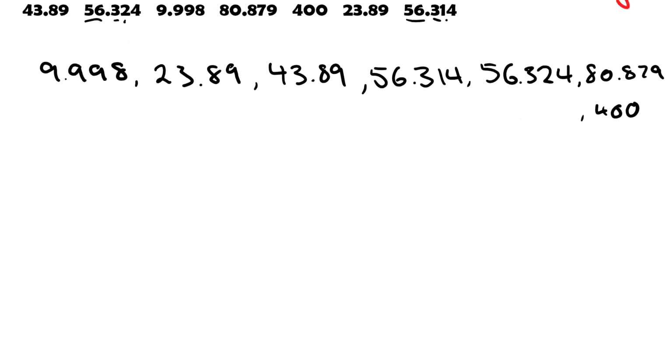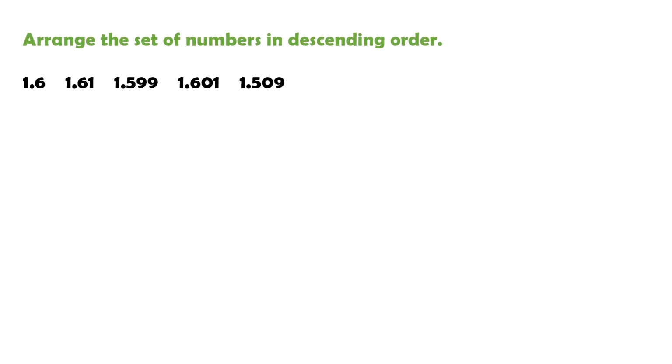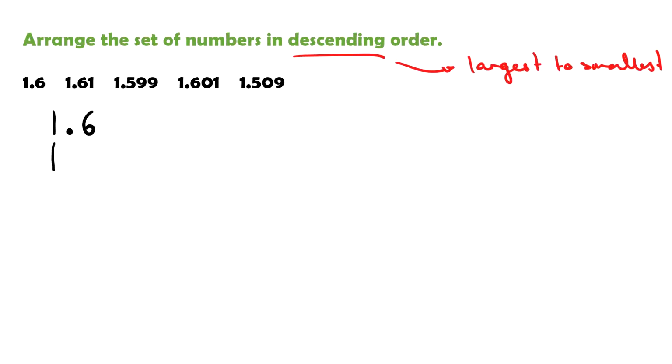Alright, so that's ascending. Now what happens if you get something like this, where this time we're actually doing descending, so that's going from largest to smallest. All these numbers are fairly similar, so if you get stuck and you can't see it straight away, what you can do is write all the numbers out. So 1.6, and then keep the next one, 1.61, 1.599. You want to keep all the place values underneath each other.